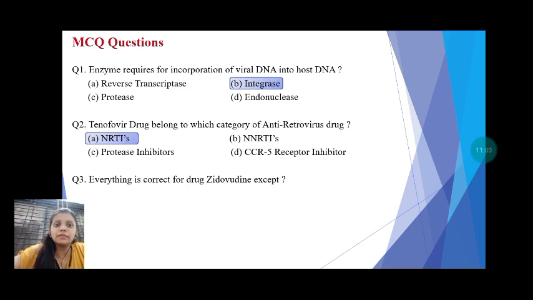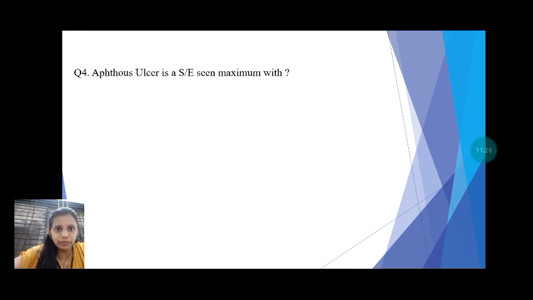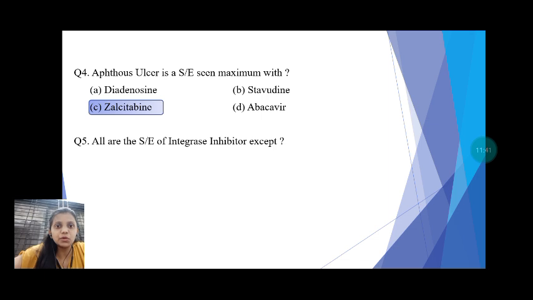Question number 3. Everything is correct for the drug zidovudine except. Options include A, prototype member of NRTIs, B, active against HIV-1 and HIV-2, C, acts by getting incorporated into the proviral DNA, D, it is a member of protease inhibitor drugs. The answer is D, it is a member of protease inhibitor drugs. Question number 4. Aphthous ulcer is a side effect seen maximum with. Options are A, diadenosine, B, stavudine, C, zalcitabine, and D, abacavir. The answer is zalcitabine.